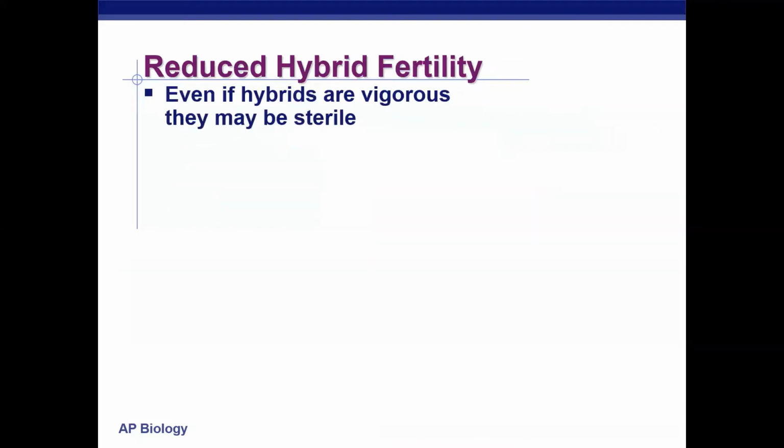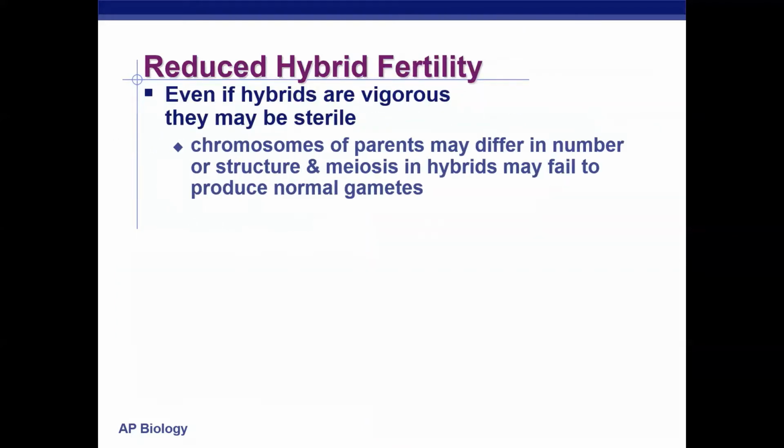Next, we have reduced hybrid fertility. So this is where you have these closely related species, they mate and they produce a hybrid, and they're vigorous, they're healthy, they could do work, but they're sterile. So that's what reduced hybrid fertility is. And usually they're sterile because the chromosomes of the parents differ in number and structure. So what happens in meiosis, when they're forming those sex cells, they fail to produce normal gametes.